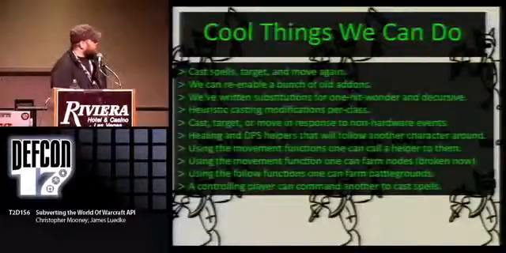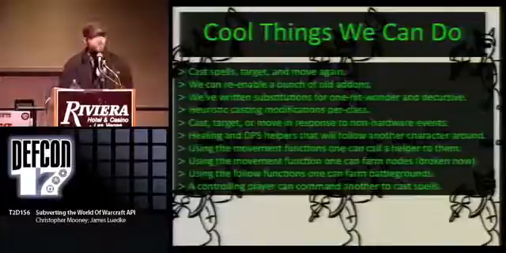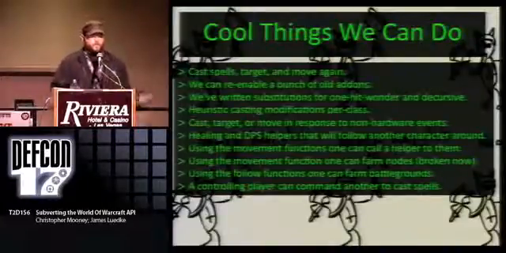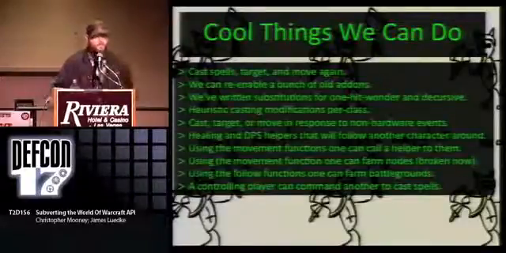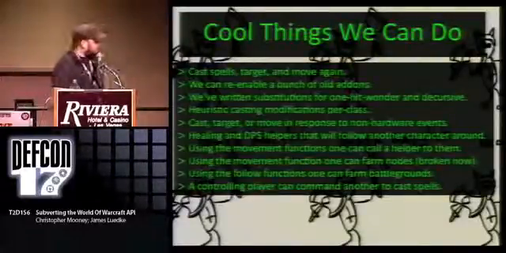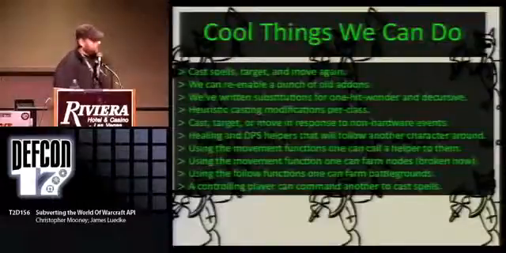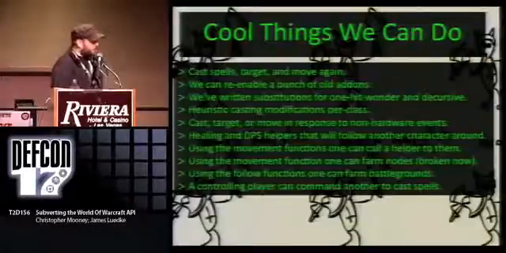We've written our own substitutions for One-Hit Wonder, Decursive, that sort of thing. We have a bunch of heuristic casting modifications. So, basically, does this person need a heal? Should I cast this really destructive spell on somebody? The types of things that you would expect in a game like this. So I don't want to say artificial intelligence, but there's definitely something close.